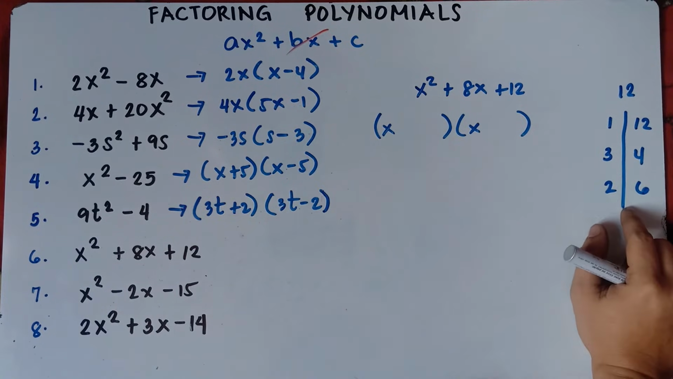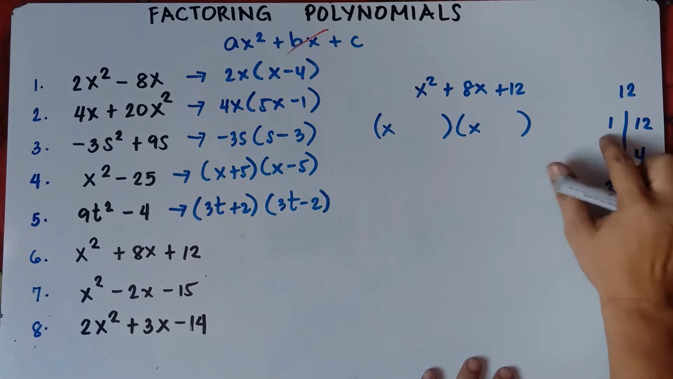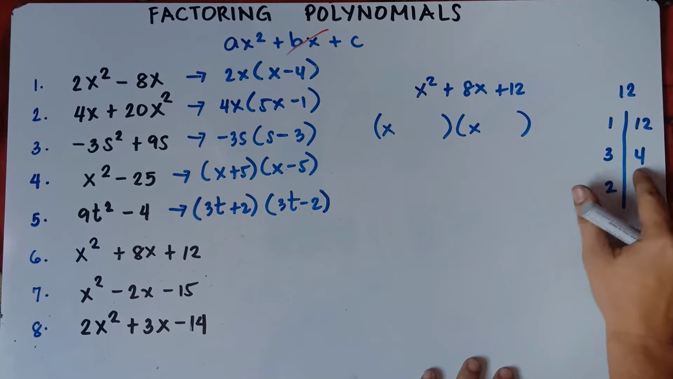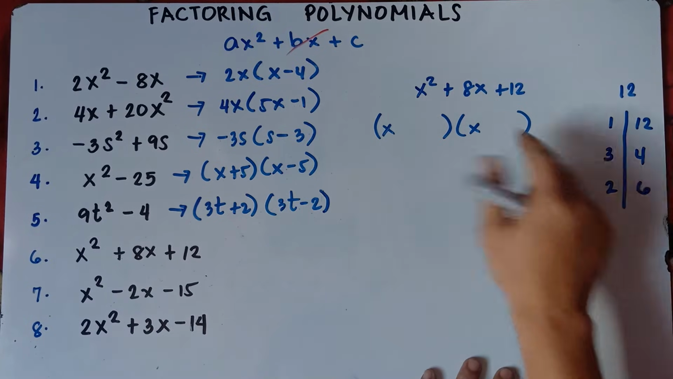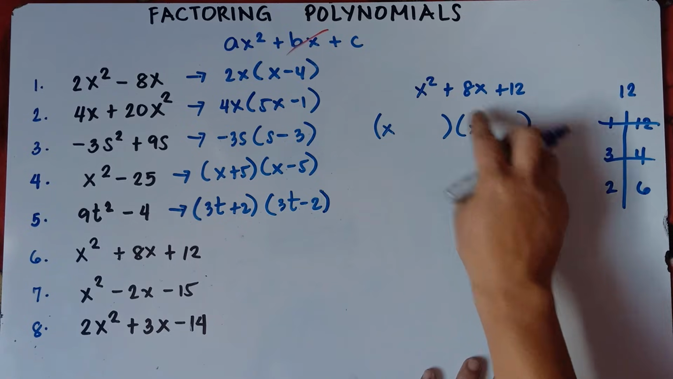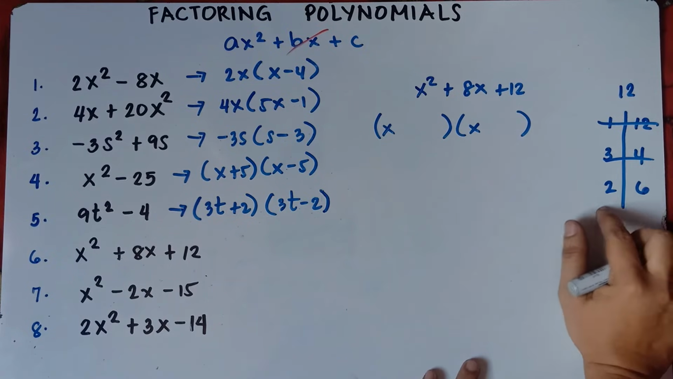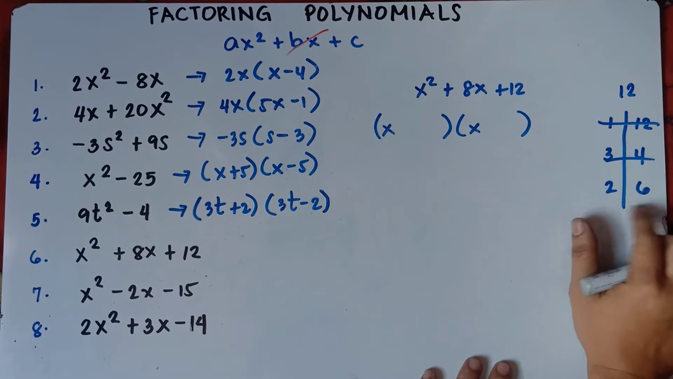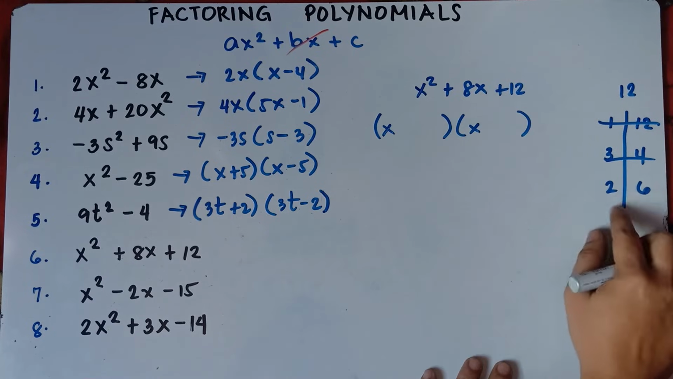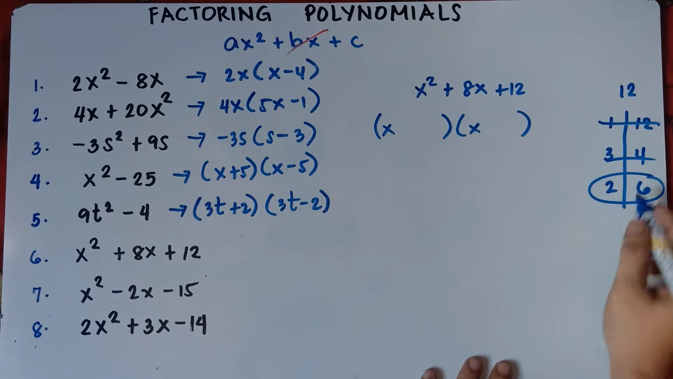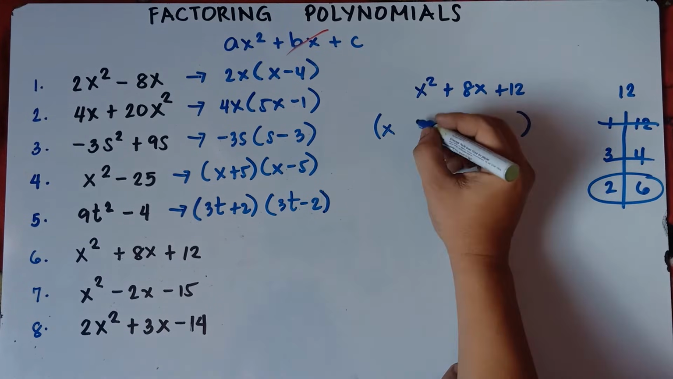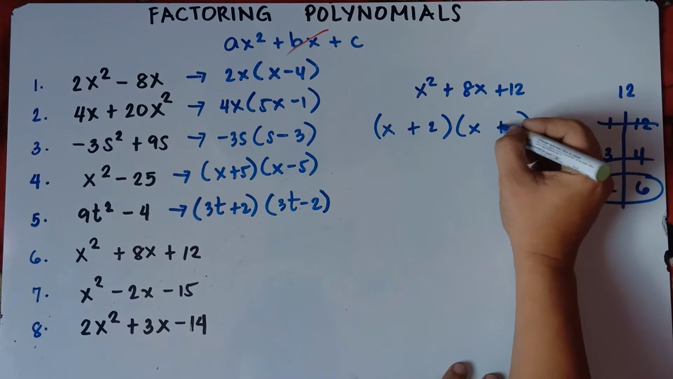Of course, there will be 2 and 6, right? Because for the other pairs, if we combine, we get 13, and if we combine, we get 7. Since we want 8, we multiply: 2 times 6 is 12, and when we add, we get 8. So therefore, this will be our answer, positive 2 and positive 6. That's it, class.